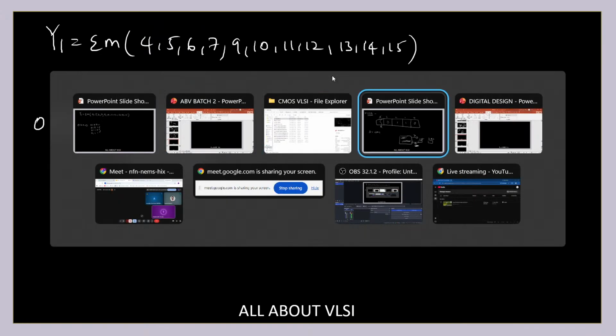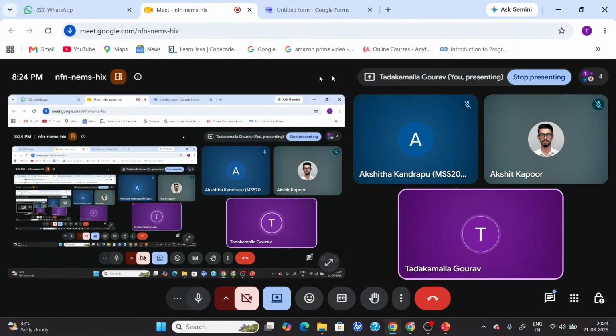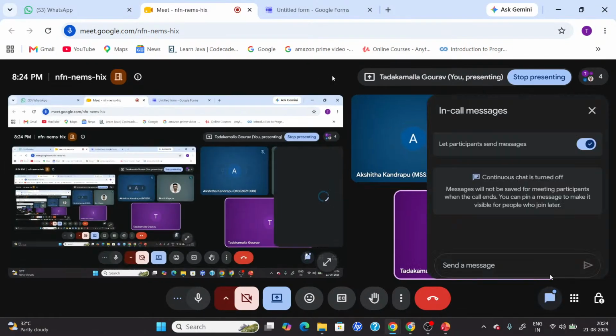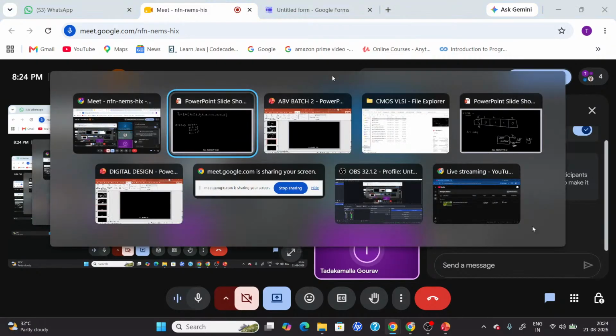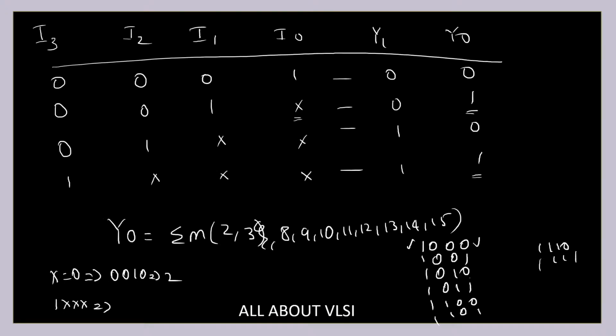Is it clear, guys, how I'm going to take the minterms? Yeah. Generally, this is the most confusing part, because we see x and we consider them as don't cares. So please don't consider them as don't cares. These are minterms only. You need to expand them. That's it.